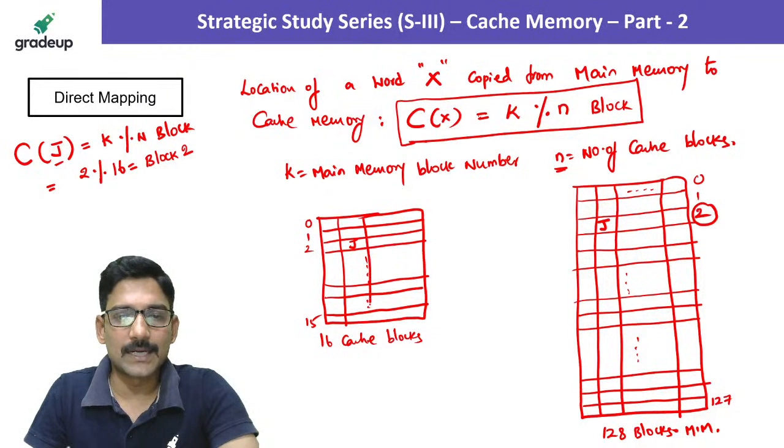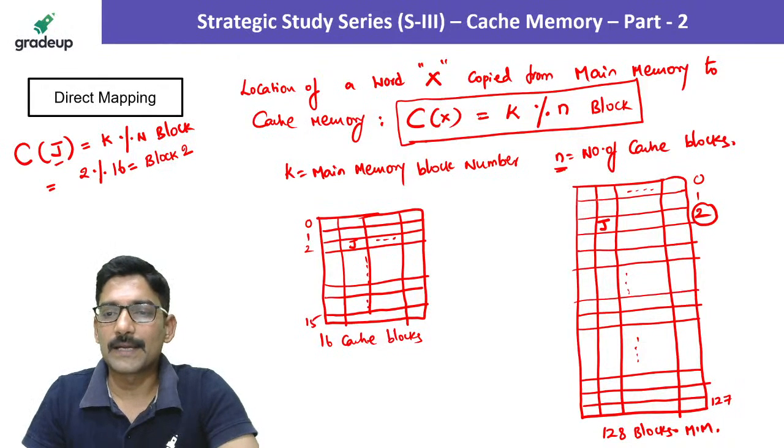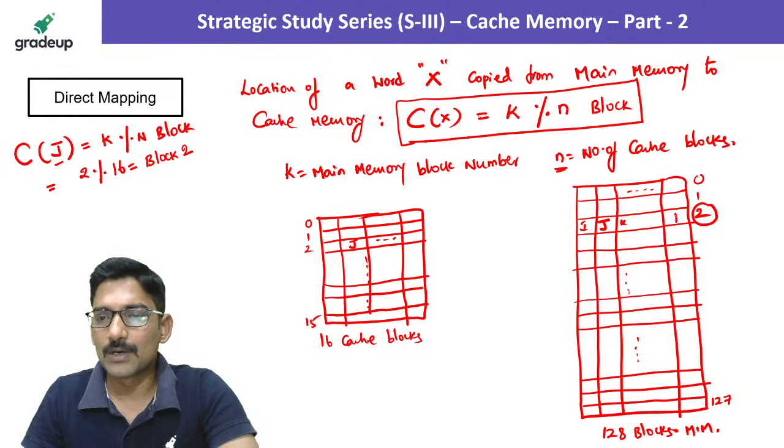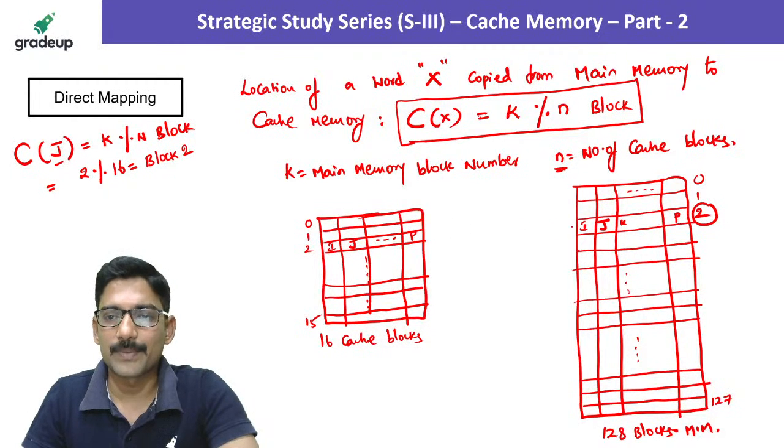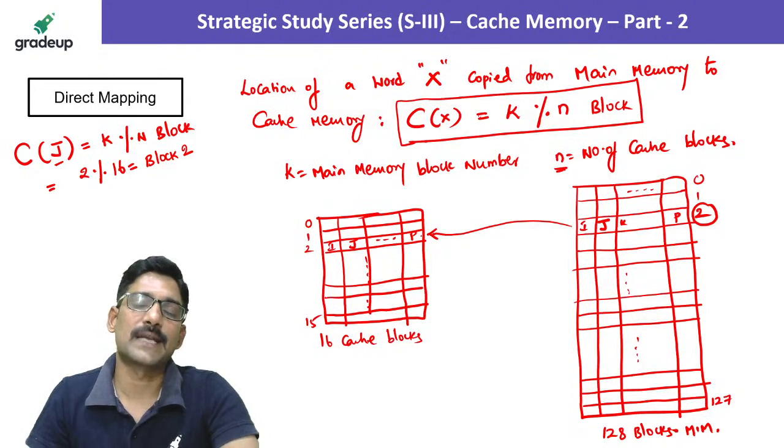So the entire block, let's say I, J, K, and so on to P, will be copied as it is into block number 2 of cache memory.